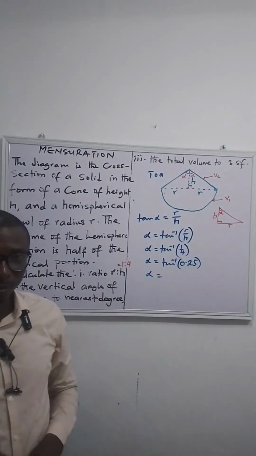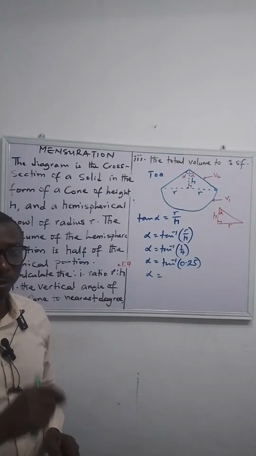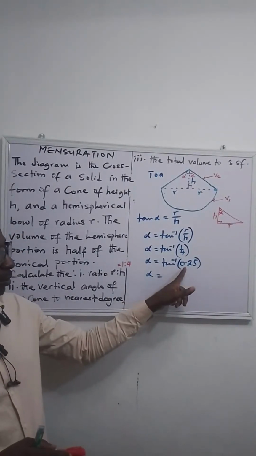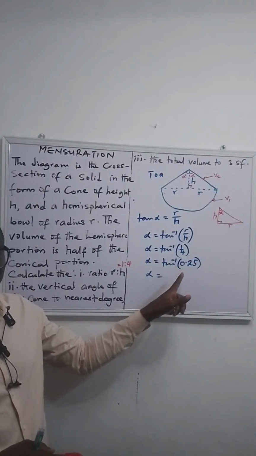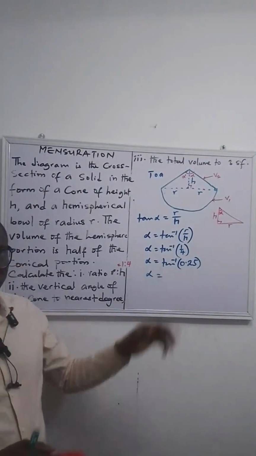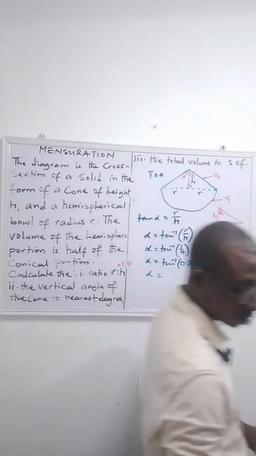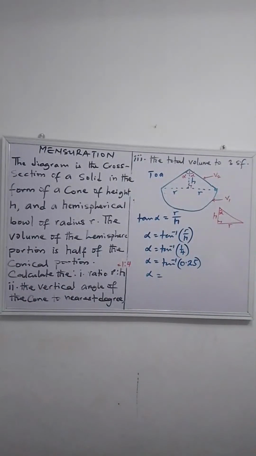If you are doing that on your calculator, just press shift and then press the tan function, and then go ahead and press 0.25. Whatever answer you have, drop that in the comment section. Just compute that and drop your answer in the comment section. Is anybody with the answer?